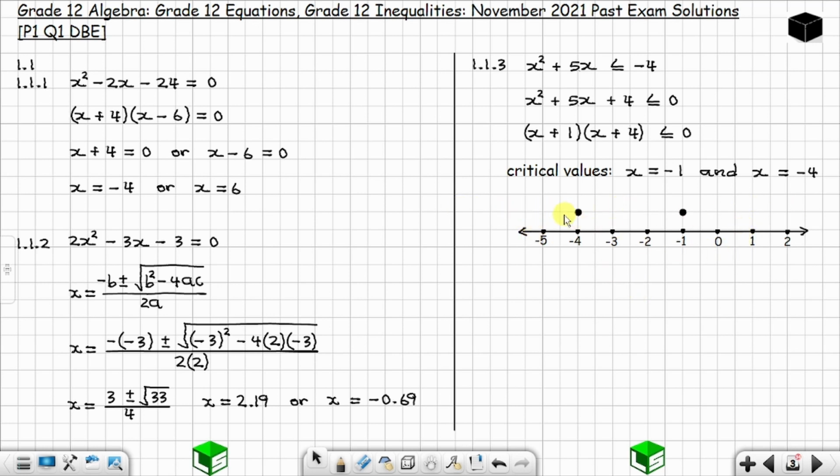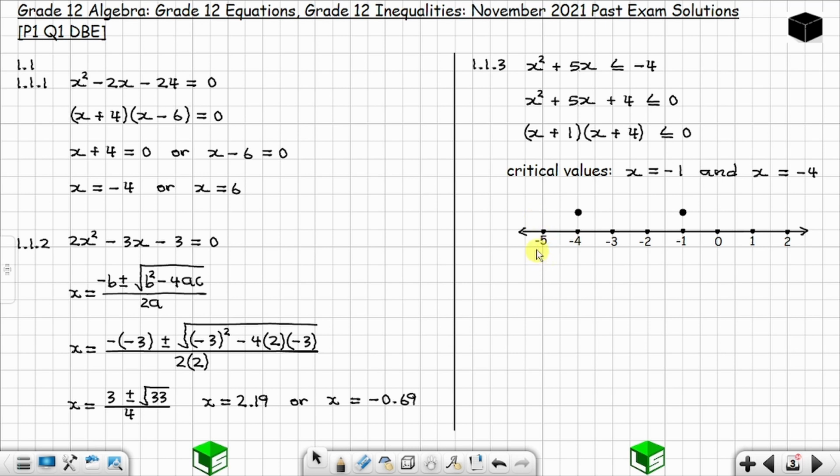You are going to test this interval and this interval and this interval using the numbers you have on the interval. So before -4, you have these numbers which are less than -4. You have -5, -6, -7, -8, -9, all the way to -infinity. So you can use any number that is less than -4 to test this interval and see if you are going to get a positive or a negative answer.